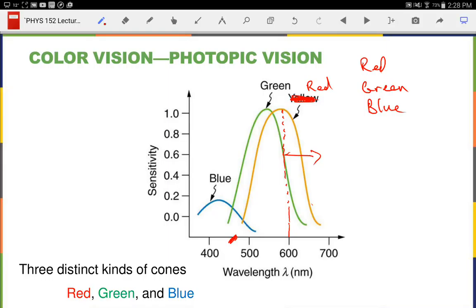So our color vision comes from how much of those three colors we see. So you can change the color of something by making different amounts respond.